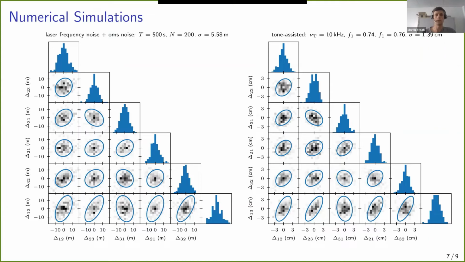If we take the mean of all those standard deviations, we end up at roughly 5 to 6 meter standard deviation in our estimates. If we now inject a tone with an amplitude of 10 kilohertz at those two frequencies, we find that the correlations roughly stay the same, but our uncertainty drops quite significantly. We now retrieve a standard deviation of only 1 or 2 centimeters, which shows how much better we can get if we introduce more laser frequency noise by introducing this tone.